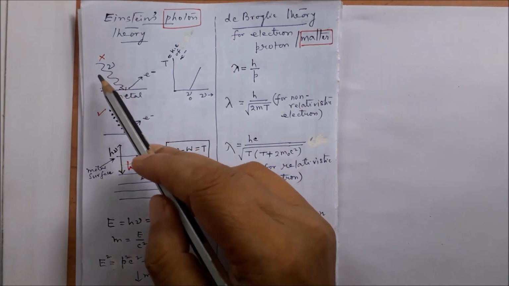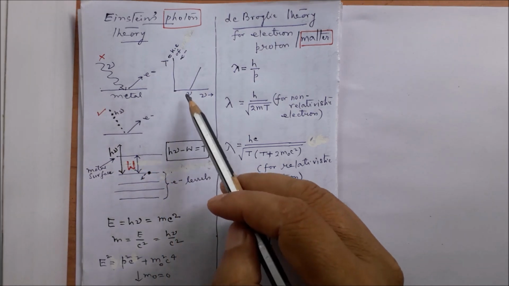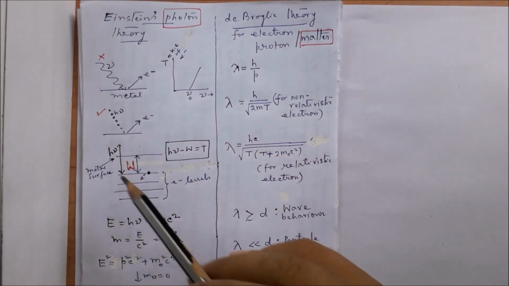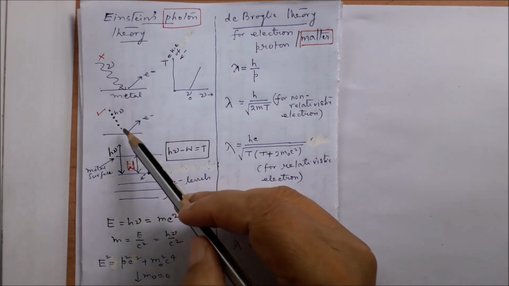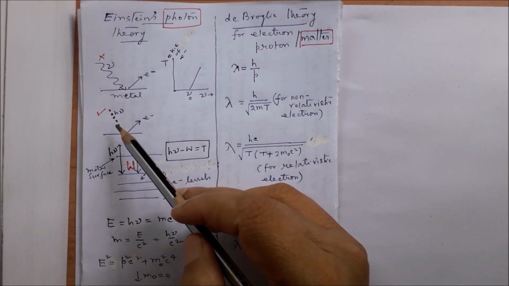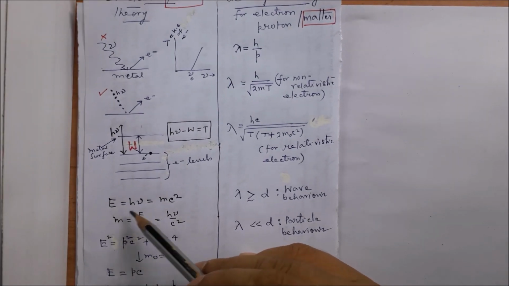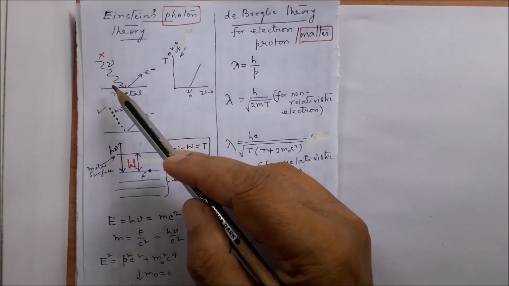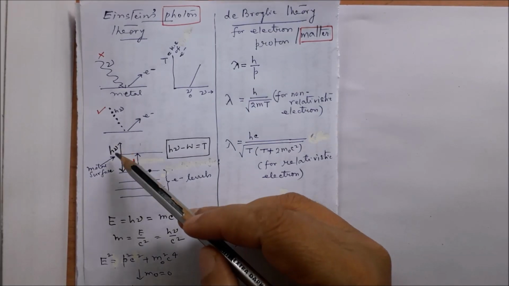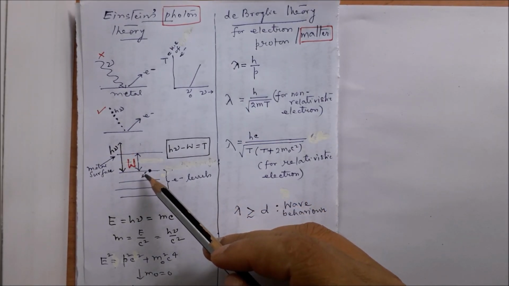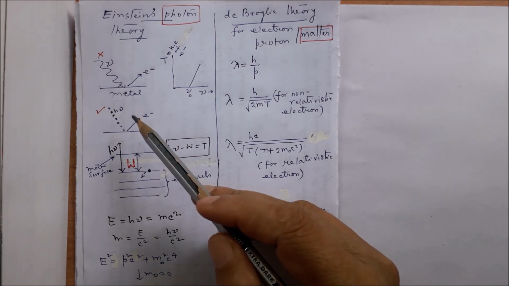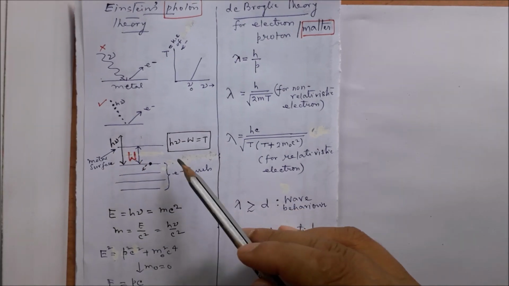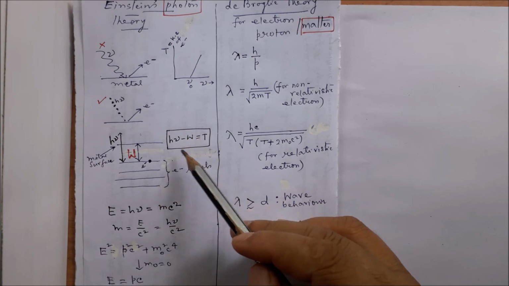Now with the wave picture of light, this could not be explained, and Einstein proposed his photon theory, according to which light is built out of a stream of particles called photons, each having energy h nu, where h is Planck's constant and nu is the frequency of light. Now when h nu falls on an electron sitting in a level, it is able to take it out if it is sufficiently energetic. And this is the famous Einstein's photoelectric equation.